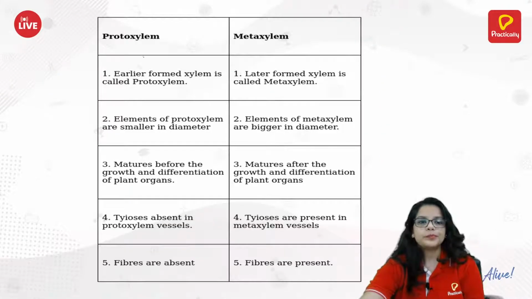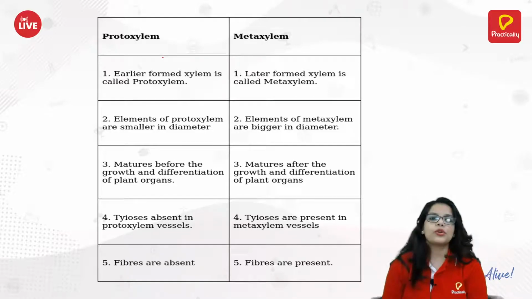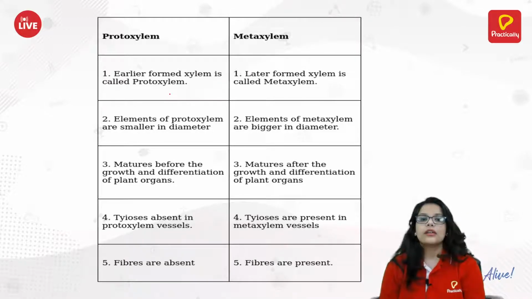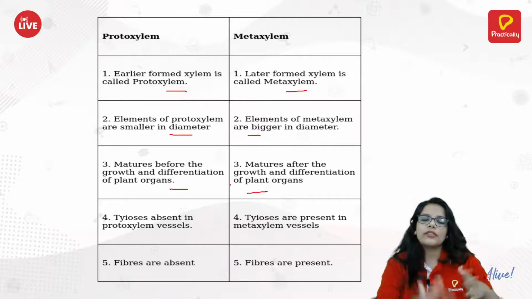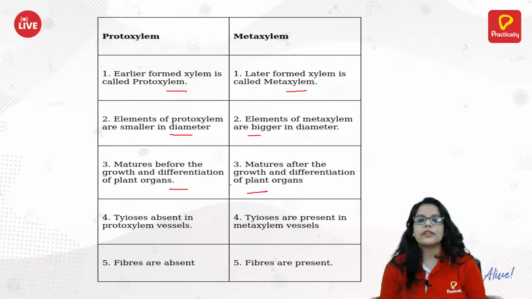So these are the differentiations between the protoxylem and the metaxylem. The earlier formed xylem is called protoxylem, and the later formed is the metaxylem. Okay, they are smaller, they are bigger, matures before growth and differentiation of plants. Matures after, because these are formed after injury or something, right? So after differentiation only.